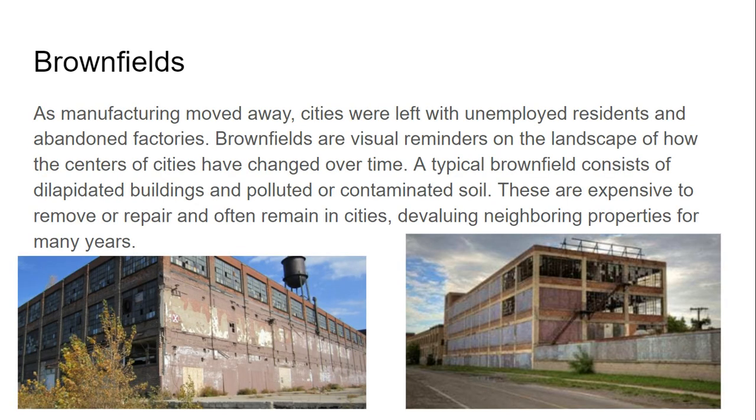So first up is a brownfield. This is a manufacturing area that's moved away. They were just abandoned, usually leaving unemployed residents. These are abandoned factories. They're a visual reminder of how the center of the city has changed over time. So a lot of these may be near the center of your city, where people used to live before they moved out to the suburbs.